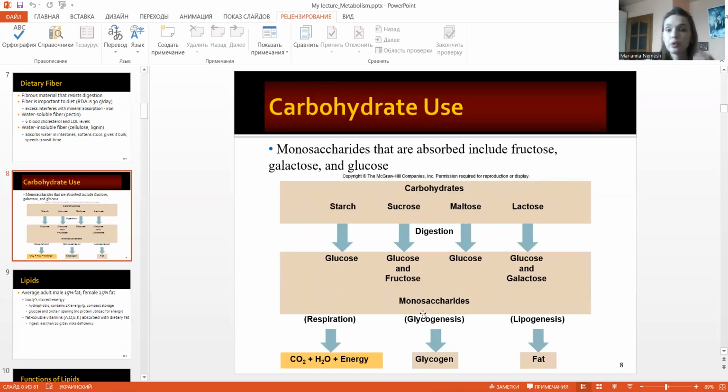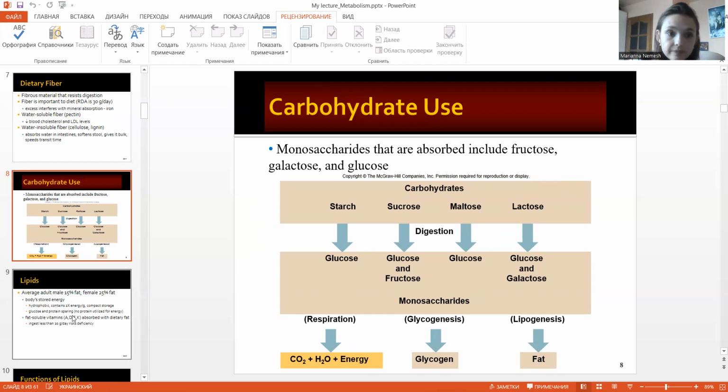Monosaccharides we could use for glycogenesis, for producing glycogen, which will be stored in the liver or in skeletal muscles. Some of the excess monosaccharides will be delivered to adipose tissue and used for lipogenesis, and stored in the adipose tissue in the form of fat. And another portion will be used by catabolic processes, through respiration, after which we receive the energy.